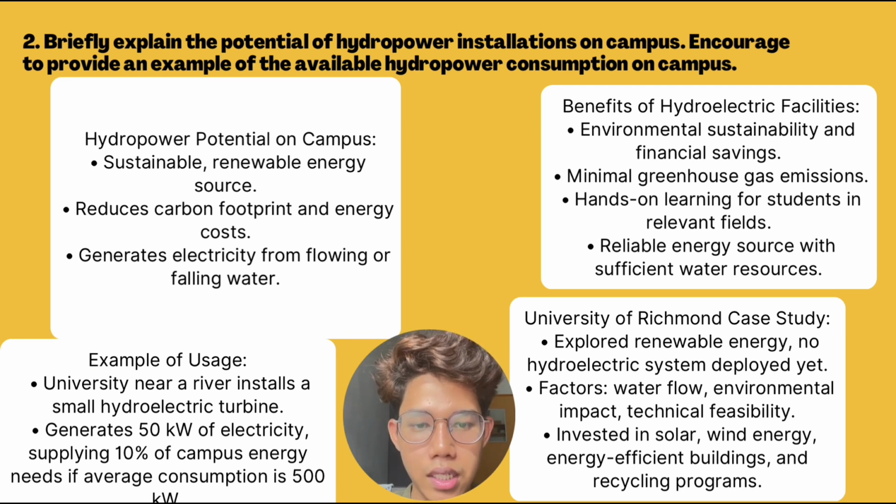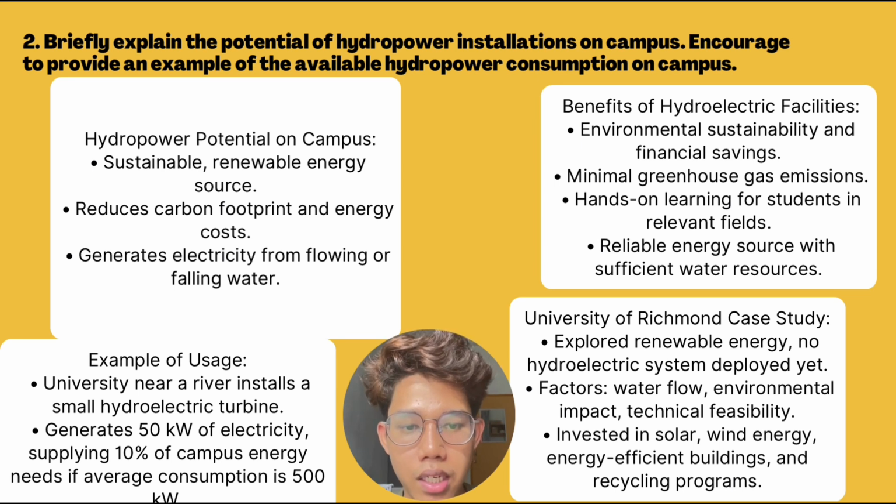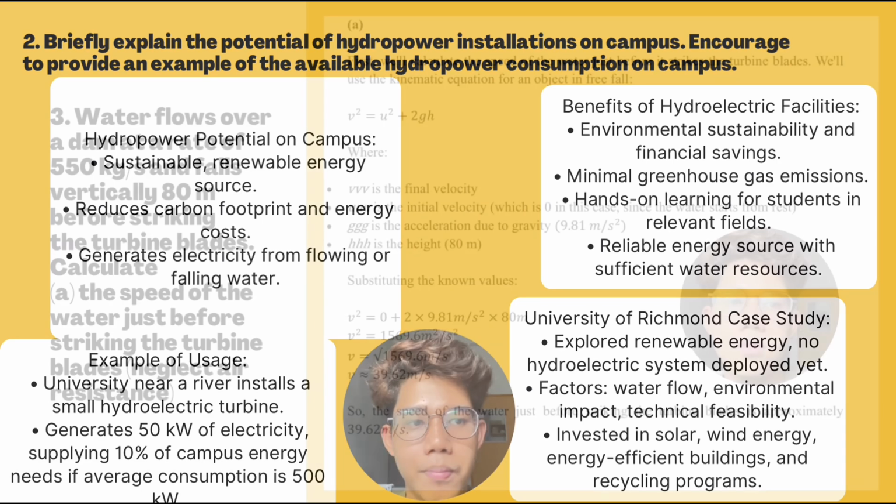Based on the case study that I have chosen, the University of Richmond, they explored renewable energy, but no hydroelectric system has been deployed yet. The factors are water flow, environmental impact, and technical feasibility. It invested in solar, wind energy, efficient buildings, and recycling programs.